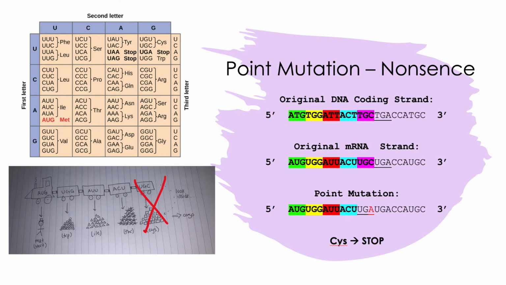Here is an example of a nonsense point mutation. A single base is changed, resulting in the original codon being changed into a stop codon. This is a transversion, as cytosine, the purine, is changed to adenine, a pyrimidine. Here, the train car that represented UGC carrying the cargo cytosine is now a stop codon, so no train car is needed as there is no cargo to carry.